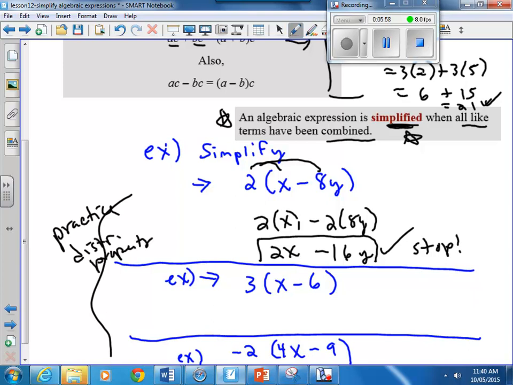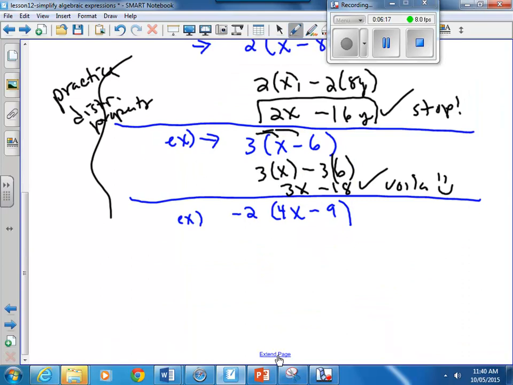That's all we're really working on there. So distribute the 3. Okay, so we'll have 3x minus 3 times 6. So that's 3x minus 18. And voila. That's it. Got to stop there. Those are unlike terms. One's a constant, one's a variable term. So you just got to stop.